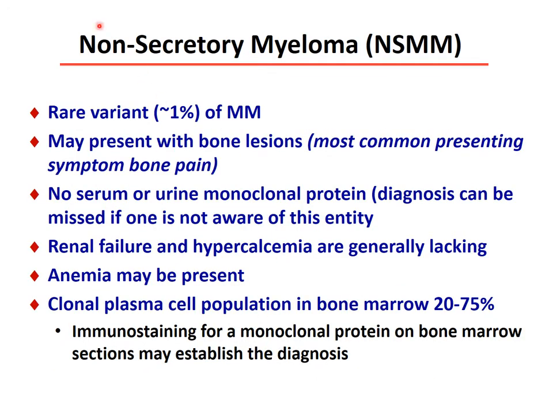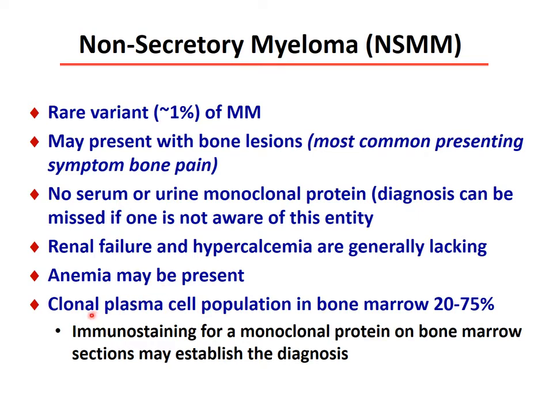The next one is very rare, as you see here, about 1% of all cases. This is non-secretory myeloma. This is with bone lesion or not, but no serum or urine monoclonal protein can be diagnosed. Renal failure and hypercalcemia are generally lacking because there is no immunoglobulin or light chain. Anemia may be present because we have plasma cell accumulation in the bone marrow.